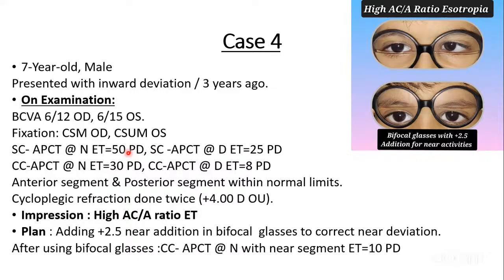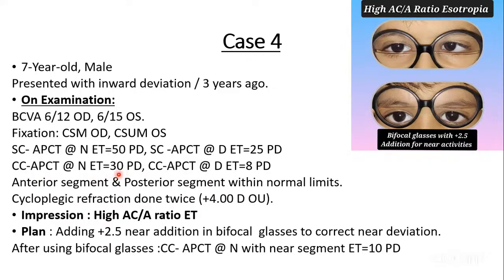So sir, when do you decide on giving bifocals, and when do you go for surgery, or you give bifocals and then wait and see the correction and then decide on surgery? Okay. So see, in such a patient, the esotropia at distance with the glasses is 8 prism diopters. So here the patient is having a good alignment at distance. The only problem is at near. So in such a patient, you can start with bifocal glasses.